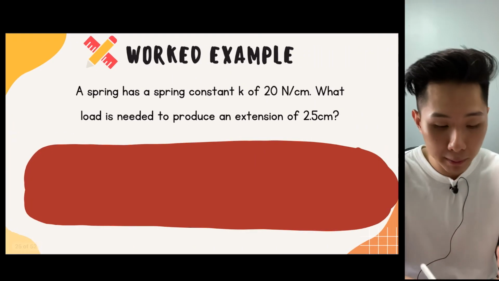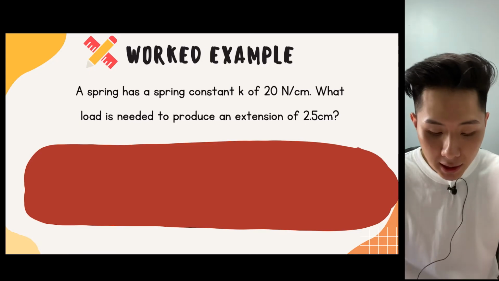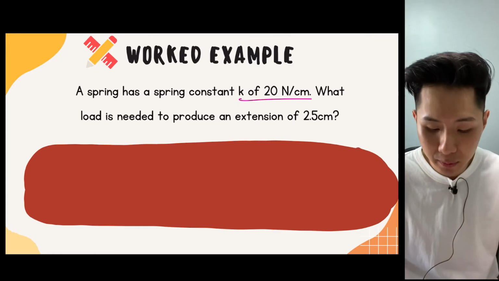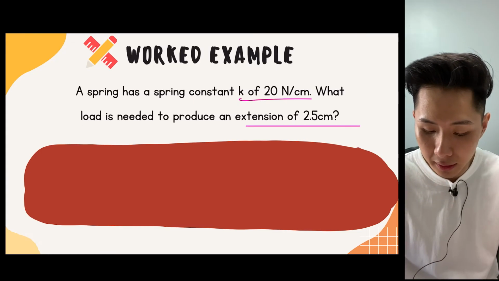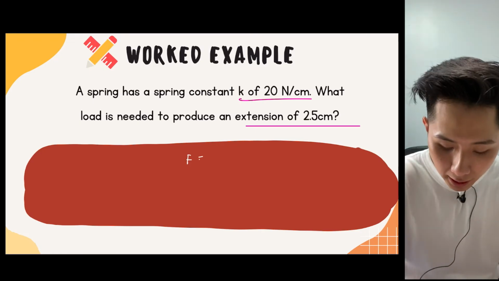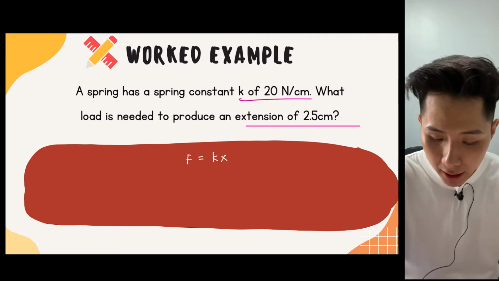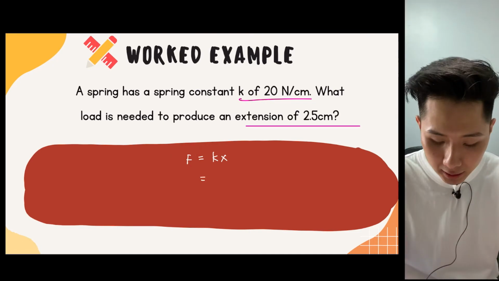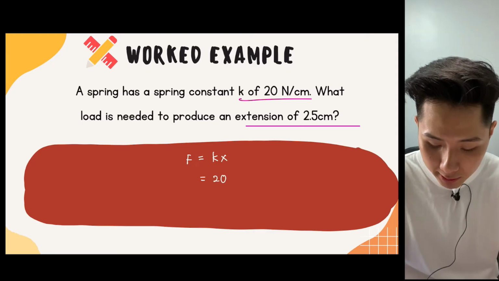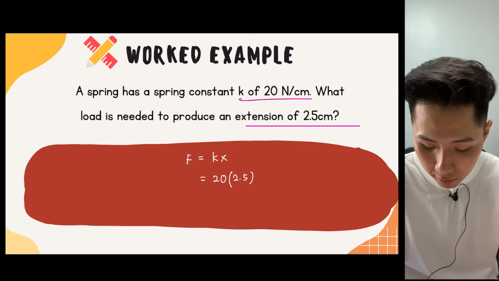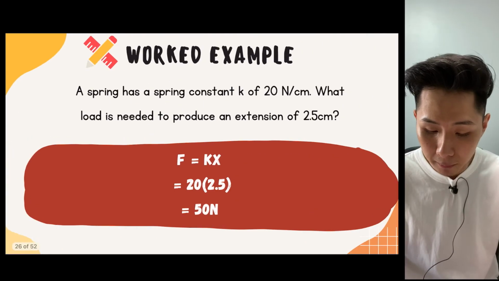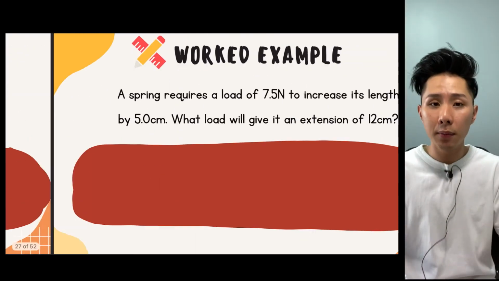And let's look into some exercises. A spring has a spring constant K of 20 Newton per cm. What load is needed to produce an extension of 2.5 cm? If we look into our formula, F equals Kx, and the quantity we need to find is F. What force do we need? Given that the spring constant is 20, I'll just substitute the value, the extension is 2.5. And here I get 20 times 2.5, which is 50 Newton. Great. So that's how we can solve our problem here.